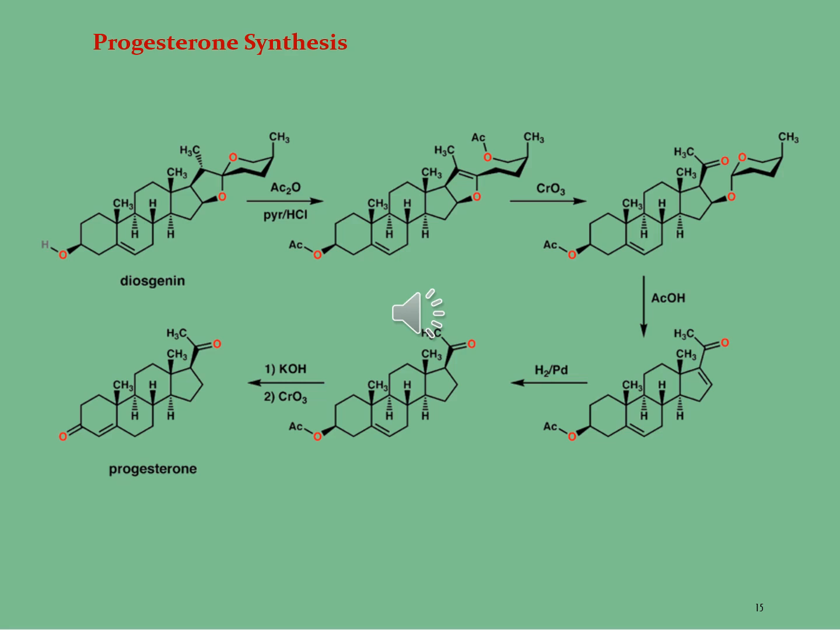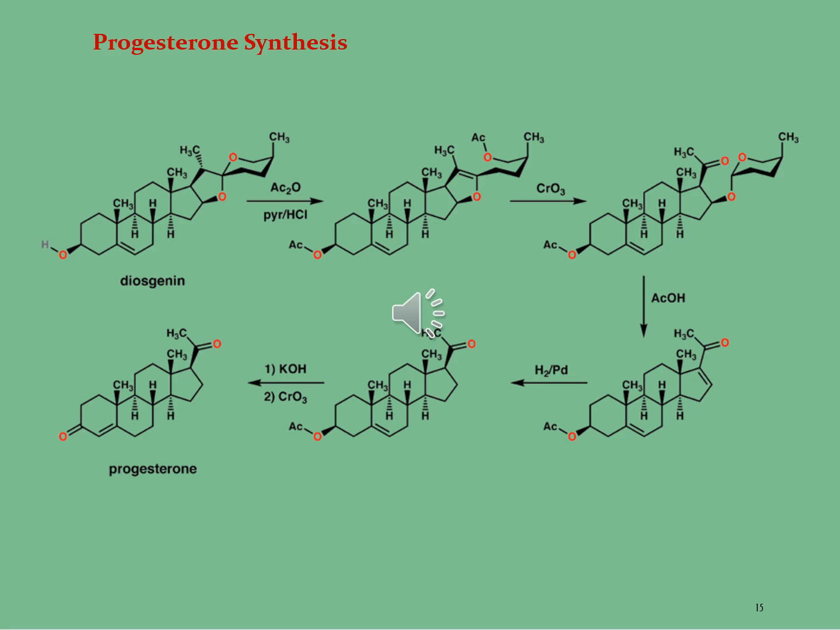The next molecule is one in which an acetyl group is present at carbon 3, a double bond is present at carbon 5, and an acetyl group is present at carbon 17. This is the second last molecule, which is further treated, in the first step with alkali, that is potassium hydroxide, and in the second step with chromium trioxide. So the acetyl group at carbon 3 is converted into a carbonyl group.